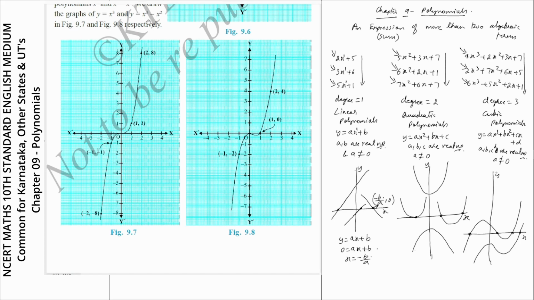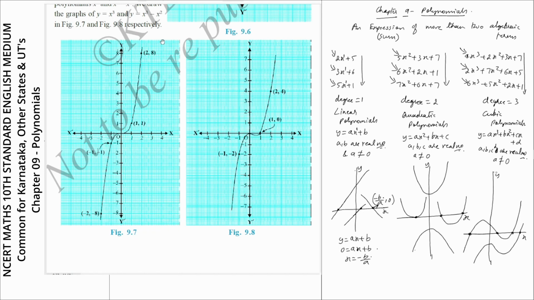They have not made a table and shown the values of x and y, but you can check it by yourself. Take this equation, make a table of x and y, give arbitrary values for x and find the corresponding values of y, and if you plot it, you will get this curve.